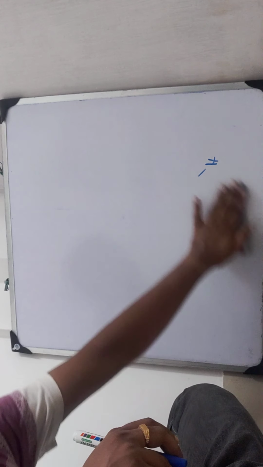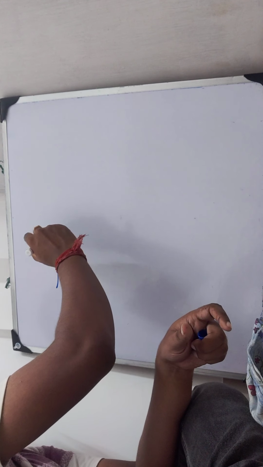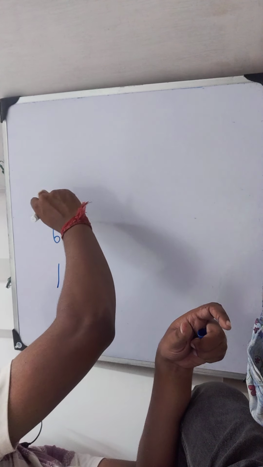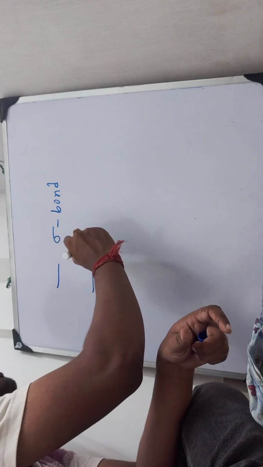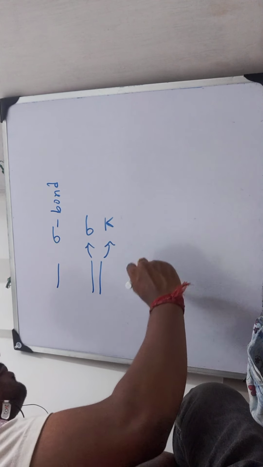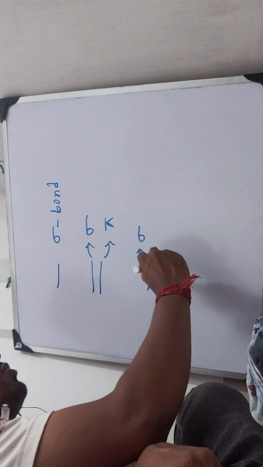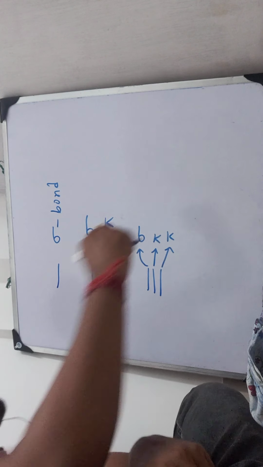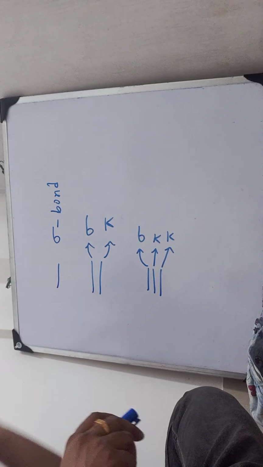All the bonds are represented by single lines or double lines. A single line means a single bond, and a single bond contains only one sigma bond. When a double bond is involved, one of them is a sigma and the other one is pi. If a triple bond is involved, then one of them will be sigma and the remaining two will be pi. So in between two atoms only one sigma bond is possible.